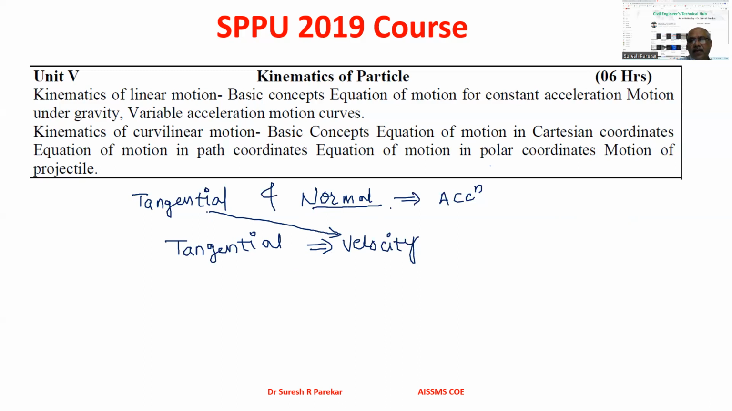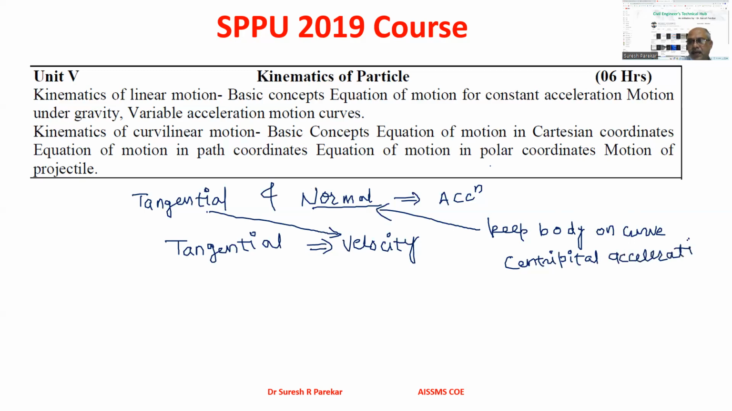What is the work of normal acceleration? This normal acceleration keeps your body on the curve. And you remember, this is also known as centripetal acceleration. So this will keep your body in motion. It does not contribute to velocity change.